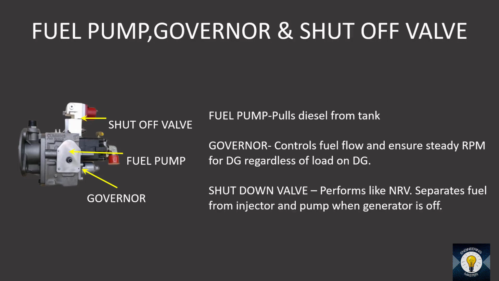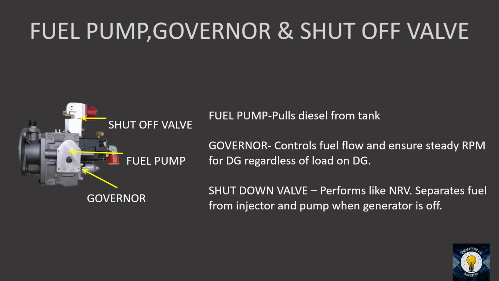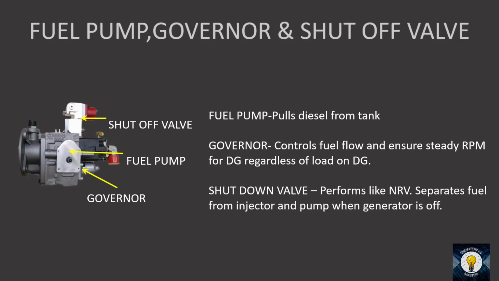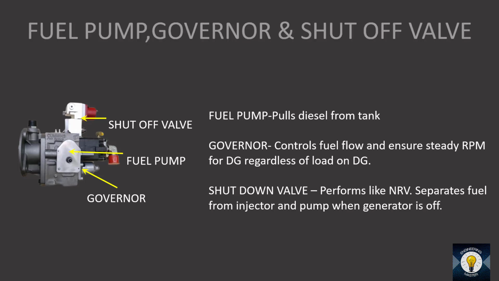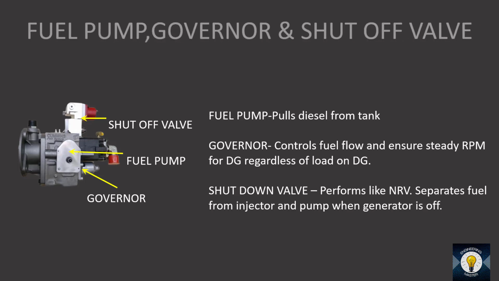Shutdown valve or shut-off valve. It performs like an NRV, non-return valve. It separates fuel from the injector and pump when the generator is off. When the DG is off, the valve will be off. That's how it separates fuel from the injector and pump and prevents the emptying of diesel from the injector. Because of this valve, there will always be diesel in every part of the system.